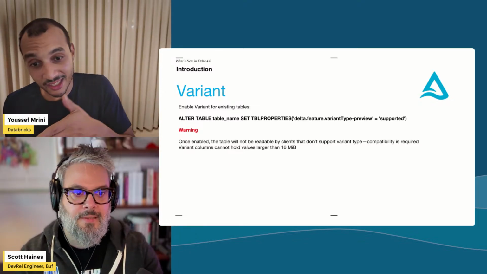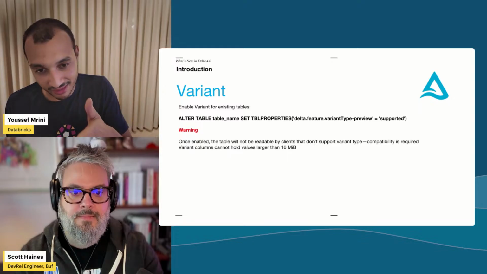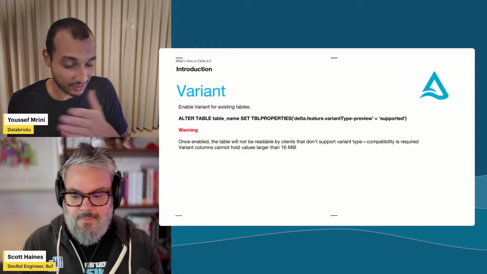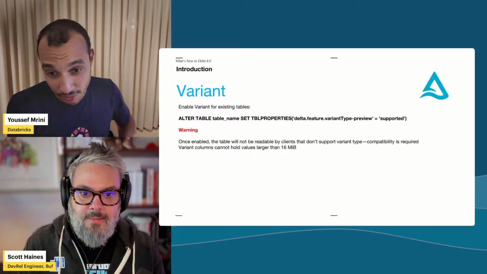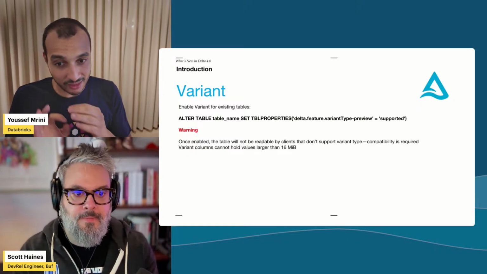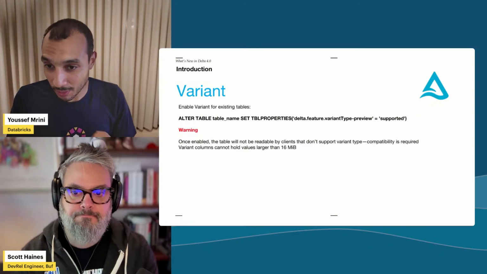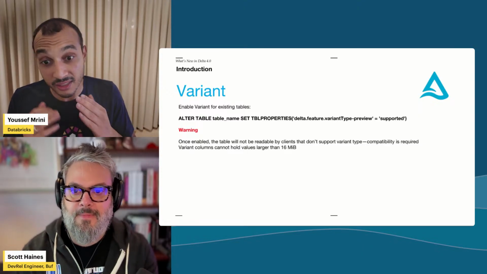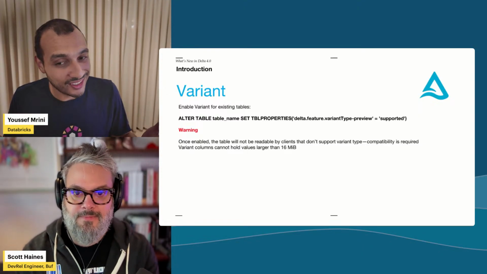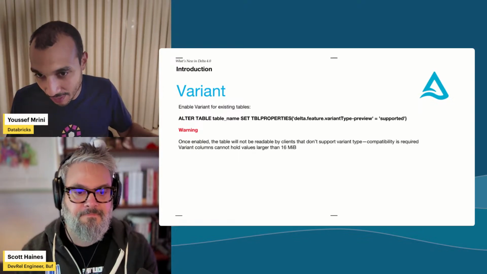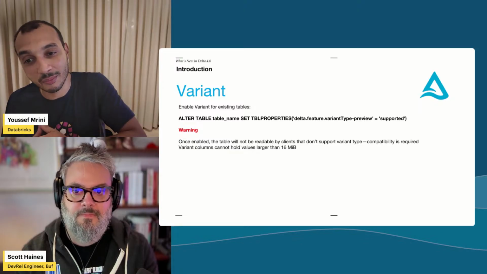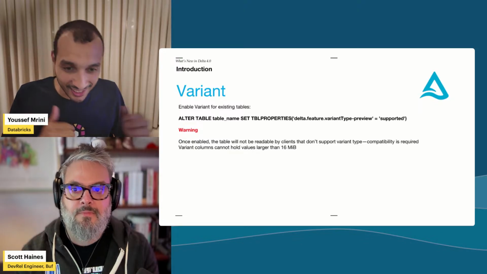Very easy, just ALTER TABLE, and you need to set this command, delta.feature.variantType-preview supported. Just keep in mind, and this is a warning, once you enable this feature, this table won't be readable if your client does not support the variant data type. As with all the other features I mentioned, it depends on the Delta protocol reader and writer.